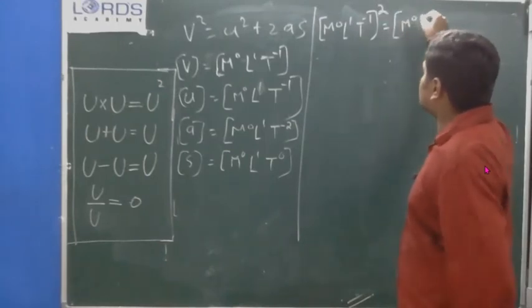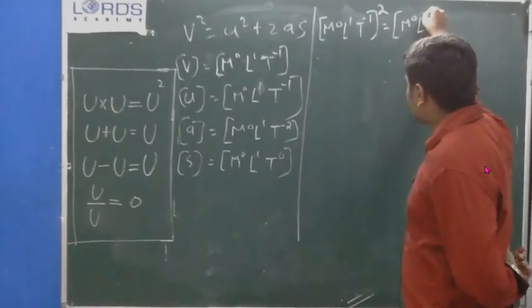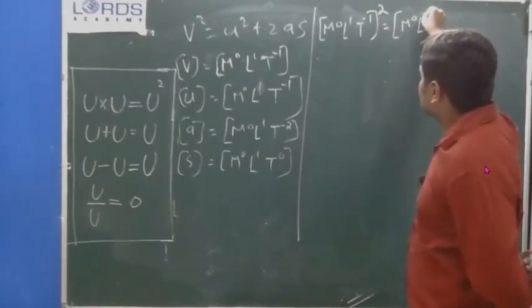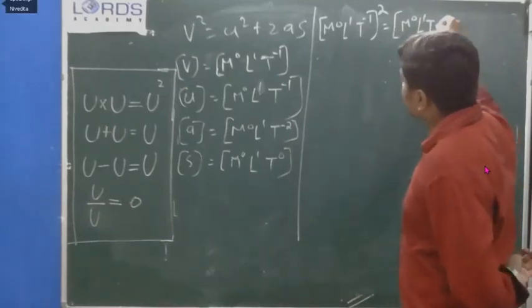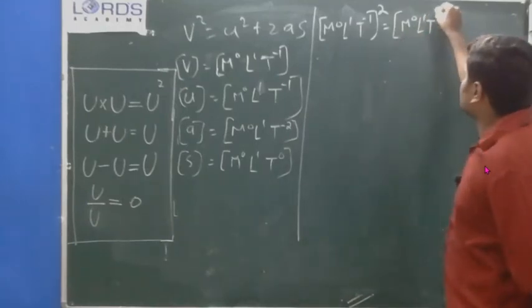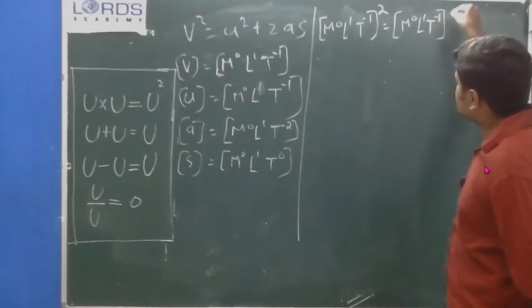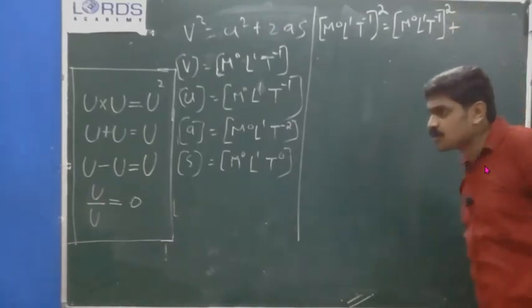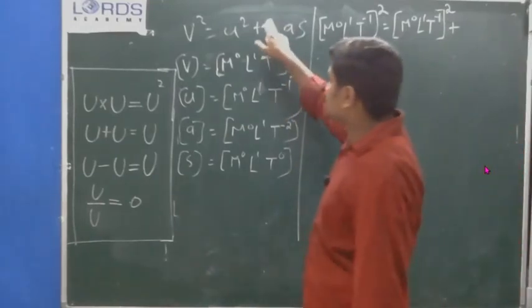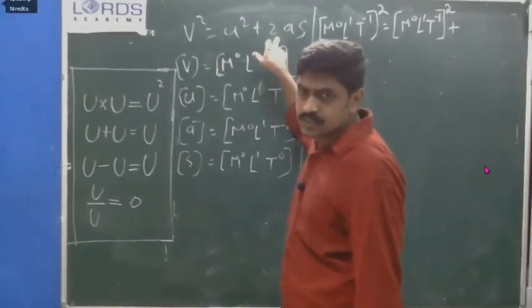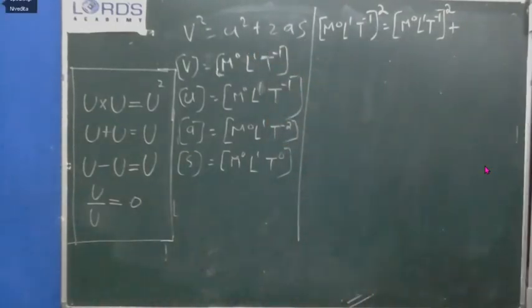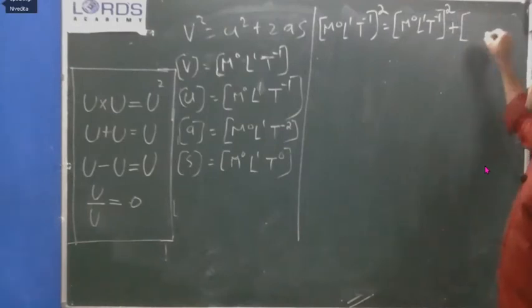M raised to 0, L raised to 1, T raised to -1. That's enough. Square, so it's plus. What about the 2? What to do with it? We need that. Okay, so next one, fast.